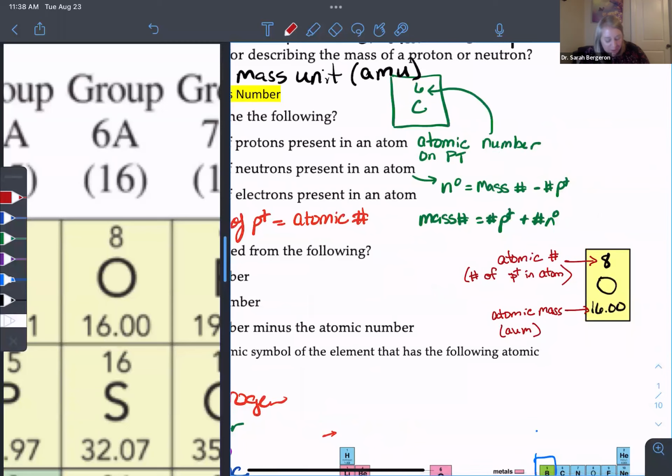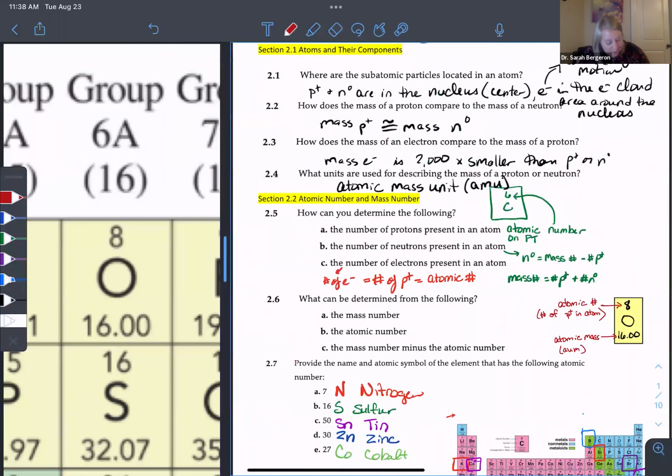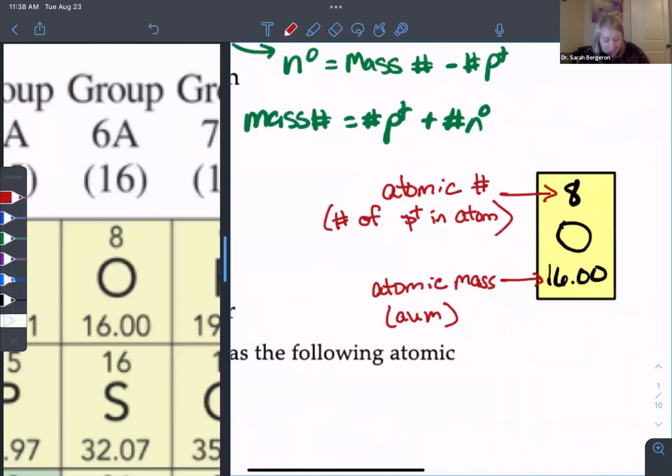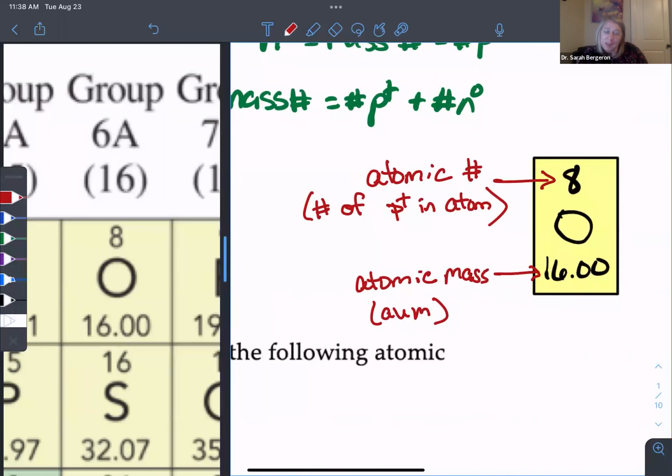Well, we have atomic number, we have atomic mass, but there's another term that we have to worry about. And that term is the mass number. So the mass number is not on the periodic table, right? We don't put it on the periodic table because the periodic table is kind of like all of the possibilities for oxygen. So a lot of times when we talk about a specific atom, we have to give a scientific notation for that specific atom.